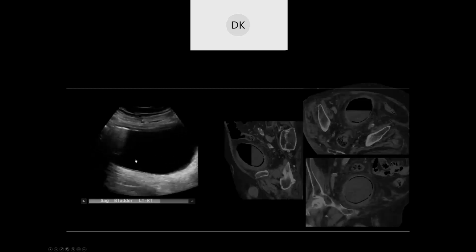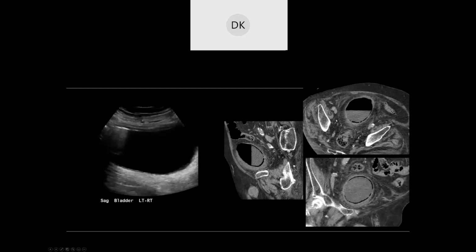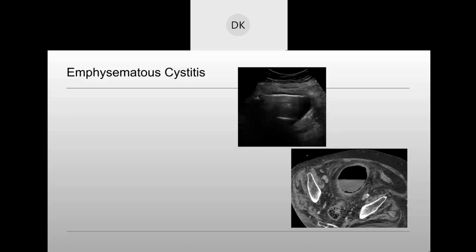When we look at the correlative CT scan, you can see indeed there is quite a bit of intraluminal gas here, but there is also gas in the wall, which you can see here on these images. And then there's quite a bit of perivesicular inflammatory stranding. That's what we're seeing on this coronal image, telling you that there's cystitis. So this is emphysematous cystitis.